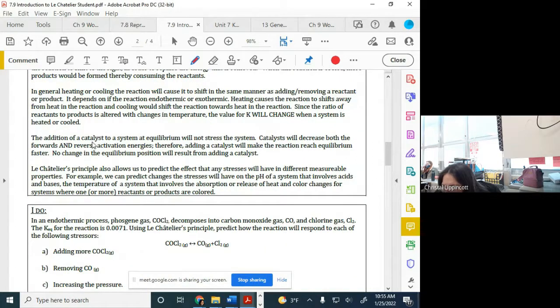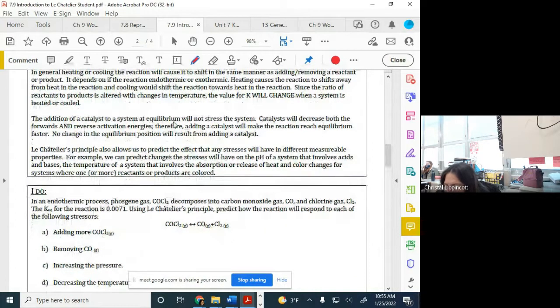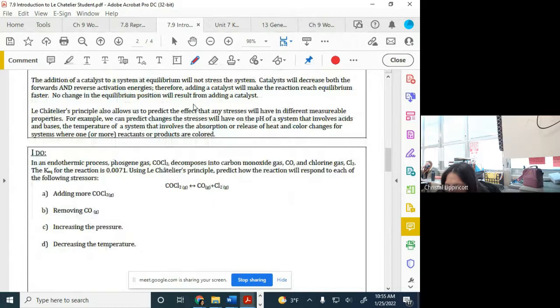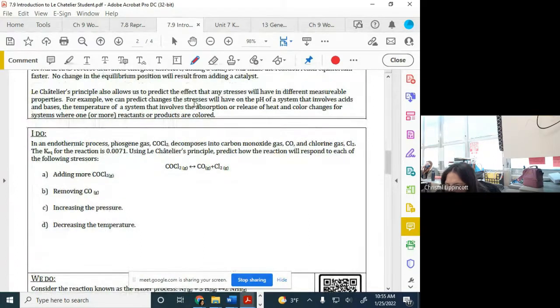Catalysts do not affect the energies here. They don't affect the equilibrium, so keep that in mind as well. Okay, so Le Chatelier allows us to predict the effect that stresses will have on different systems. And we're going to look at that. That's our lab in this unit, the Le Chatelier lab that I handed out yesterday in class. So we'll start in on that on Thursday.